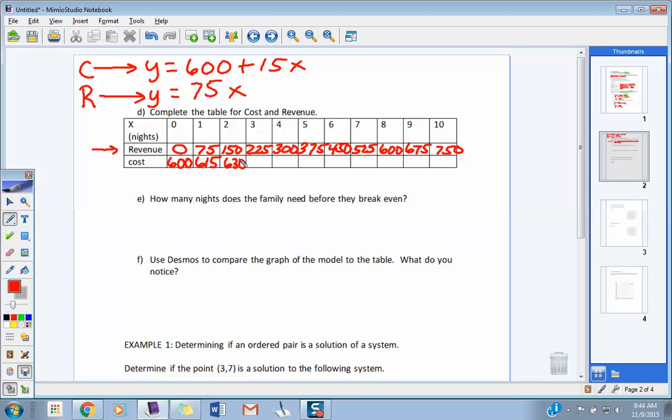So I'm going to fill out the table. 645, 660. Guys, do I have a profit or a loss if only 4 nights of people staying here? What was my revenue value at 4 nights? 300. What's our cost? 660. Am I ahead or behind? Behind. Okay. This will be a 675, 690, 705, 720, 735.